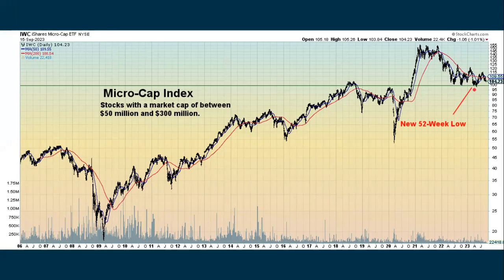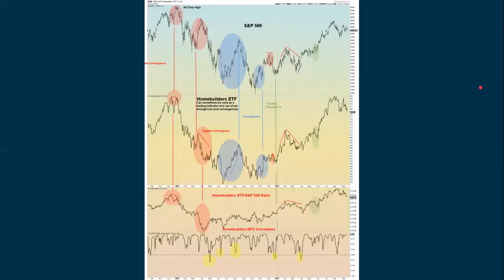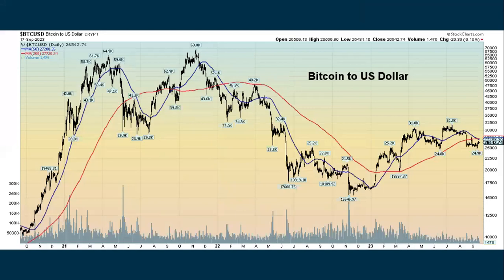But so far, even though we're seeing some weakness here, they're hanging in there. Then we look at the home builders. This is a home builders study. We have the S&P on top, the home builders ETF, and a ratio between the two. What we look at the most is on the bottom, the correlation, and it's just suggesting now that they're both going in the same direction. We look for mainly divergences. If one is outperforming the other, that can often give us a warning sign.